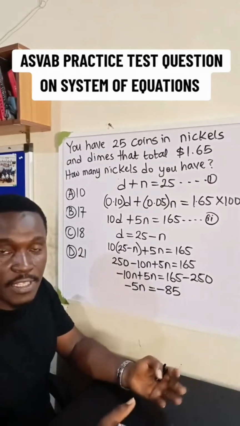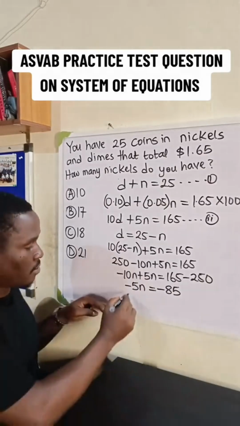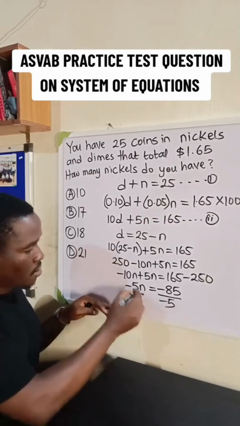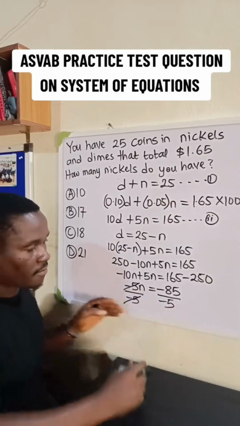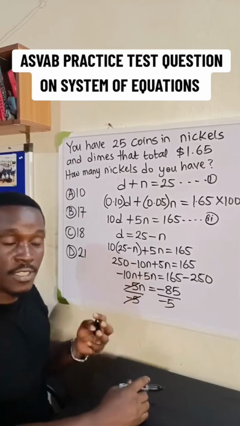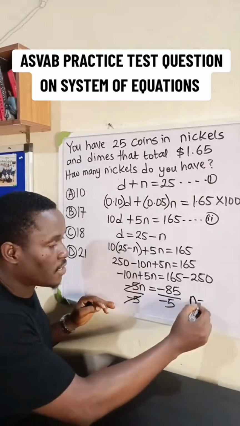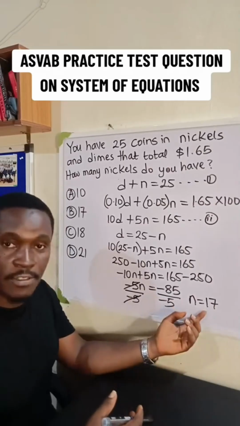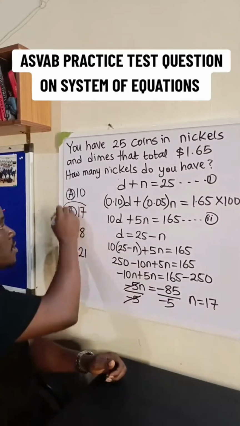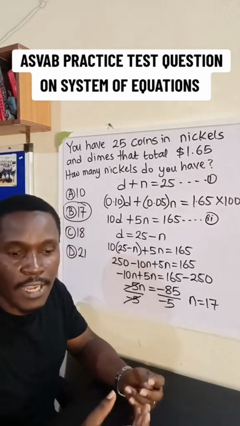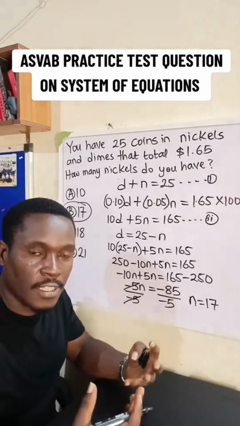So the next step is very easy. We divide both sides by minus 5. Minus 5 is going to cancel minus 5. Minus 85 divided by minus 5 is going to give us 17. So this means the value of n is equal to 17. That means the number of nickels you have is 17. Very easy. This is the correct answer. It's very easy to solve questions like this when you put yourself in the situation.